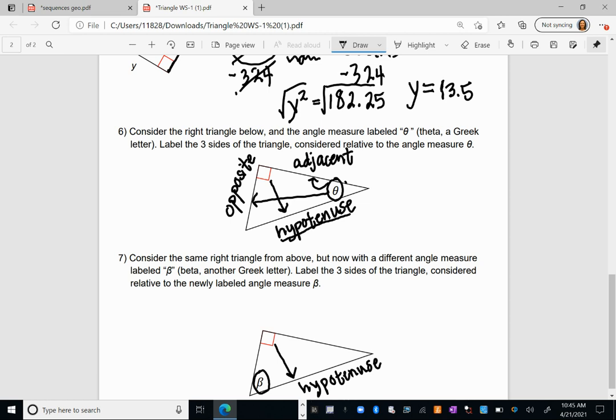And now, which one's the opposite? Go to the angle that they gave you, which is beta here, and go opposite. This is the opposite side. And then this is the adjacent. See how it's right next to it?